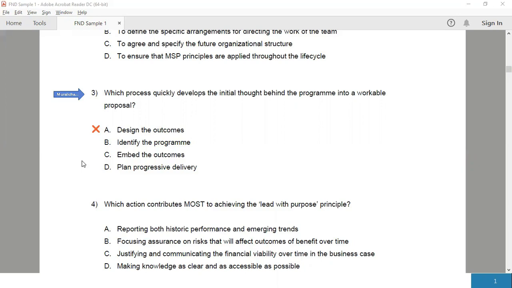The time to implement this process of identifying the program is typically short, maybe a few weeks only, with a minimum amount of work. The aim is to turn this initial idea into a tangible business concept so that a decision can be made on whether further work on the program is worthwhile or not.